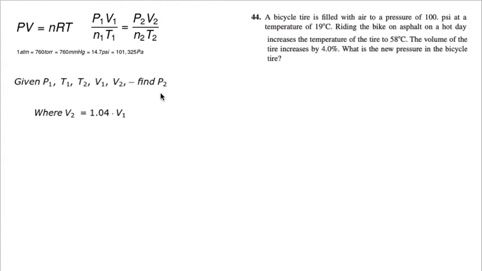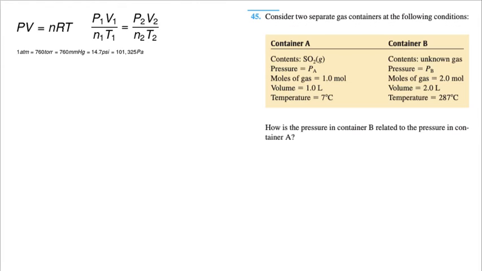We're finding P2. Of course, we're going to use our change in gas equation because we have all of these variables, and we can substitute, of course, the moles. Since it's a sealed bicycle tire, moles are constant.